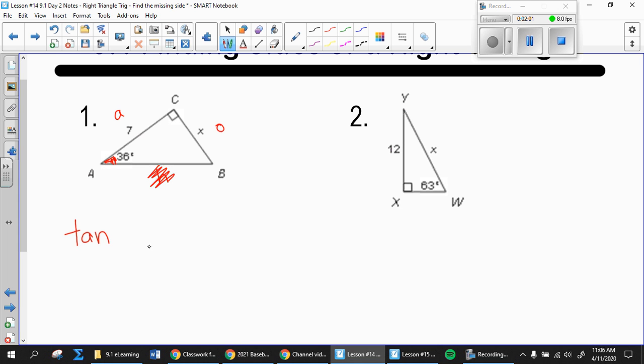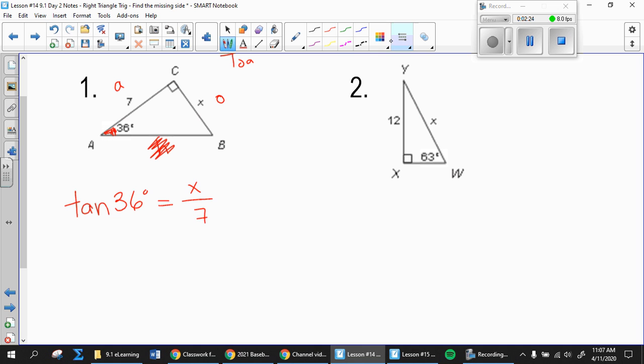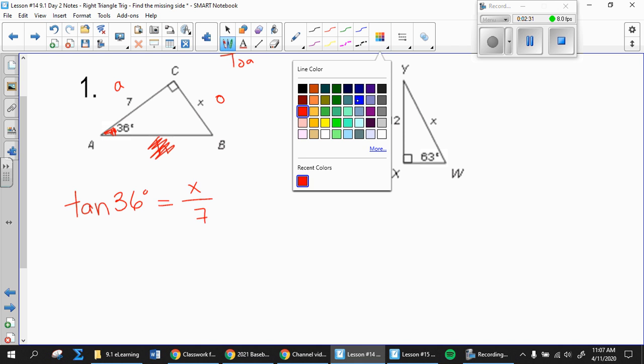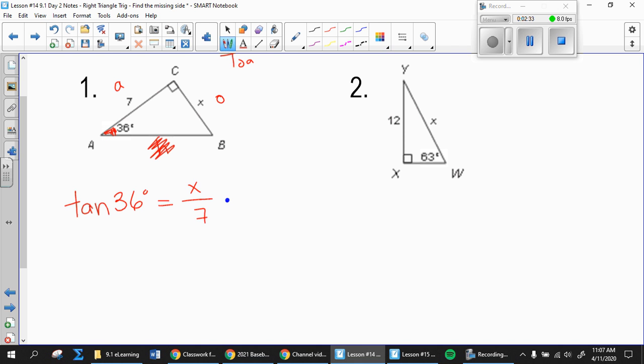The way we always write our equations is trig function of an angle. The angle we're using here is 36 degrees, equals, and we know tangent is TOA, so the opposite side over the adjacent side. From there, it's just an equation that we need to solve. I need to get this x by itself. If I'm dividing by 7, I'm going to do the inverse operation and multiply both sides by 7.